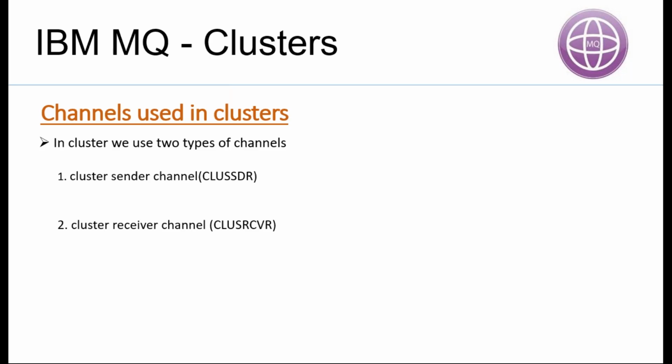Exactly. So the thing is, this cluster sender channel and cluster receiver channel, they are going to establish the communication among the queue managers which are logically connected in the cluster. Simply, a cluster sender channel sends the message over the cluster. In the point-to-point setup, normal sender channel sends the message over the point-to-point setup, but cluster sender channel sends the message over the cluster, and cluster receiver channel receives the message over the cluster. As simple as that.